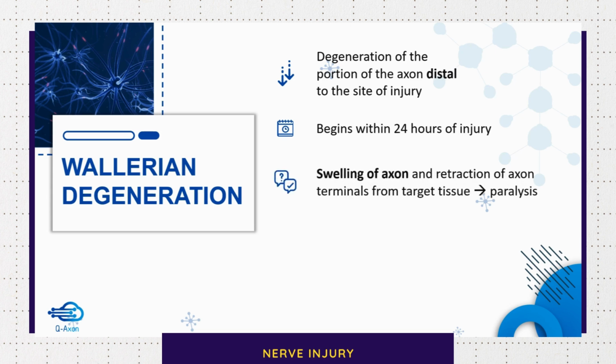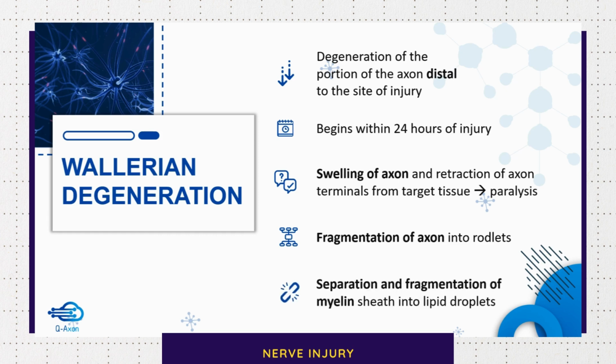Initially, the axon swells up and the terminal retracts from the target tissue, leading to paralysis of the target tissue. Eventually, the axon is broken down into small rodlets by the Schwann cells. The myelin is also broken down into lipid droplets by the Schwann cells.